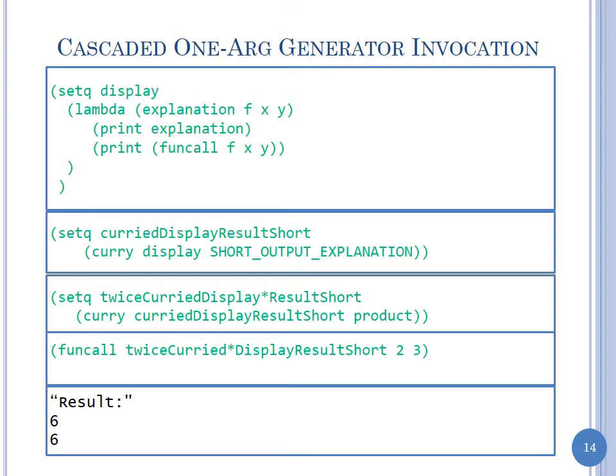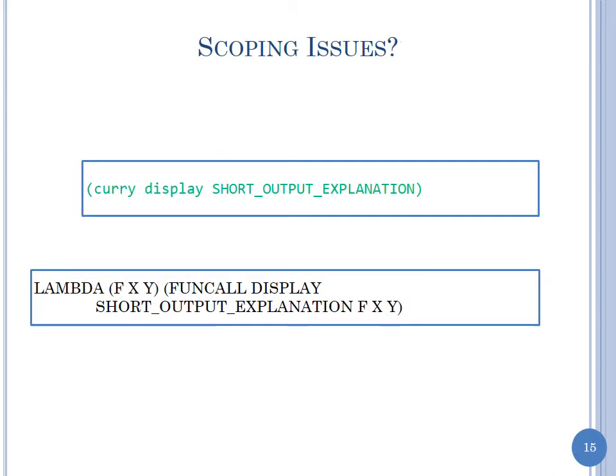Okay, we still haven't quite figured out what curry means. And here's sort of an issue. So we said, look, curry display short output explanation is lambda f x y, FUNCALL display short explanation f x y. Now look very carefully at the generated lambda and try to find faults with it. You guys are good at that. And the faults have to do with scoping.